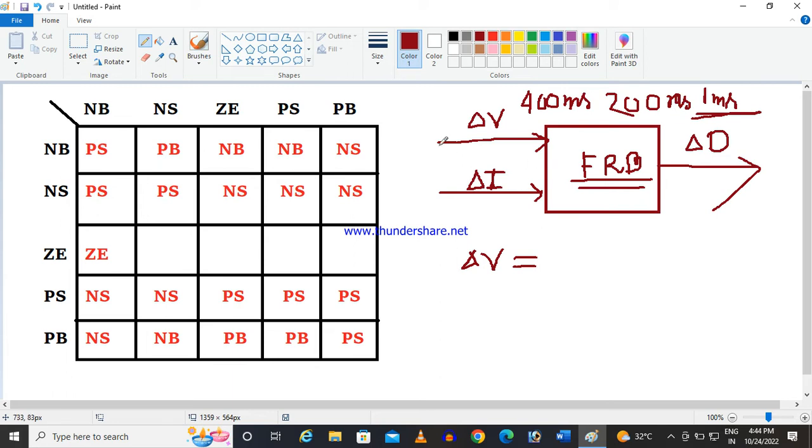Once the voltage and current values have arrived in the ADC channel, after the ADC conversion and this fuzzy operation, already 400 and 200, that means 600 milliseconds elapsed. It is well and good, because my switching period, say you can take it as 1 second.